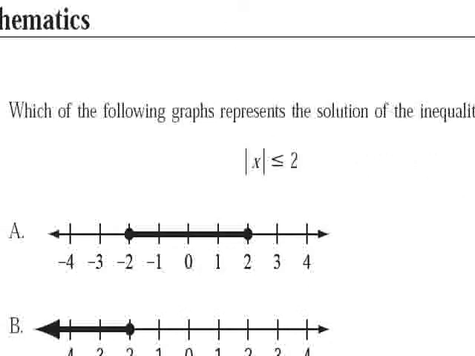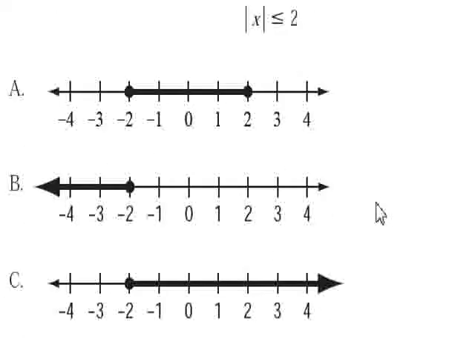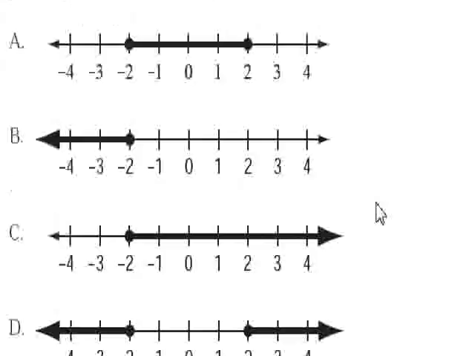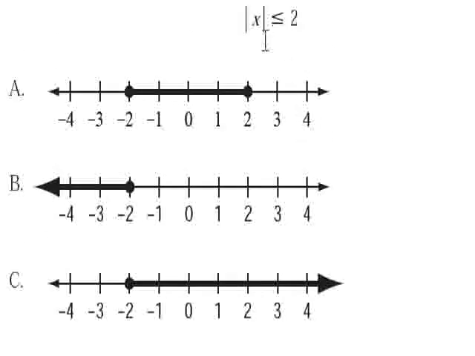I'll read the last part of this. So problem 4 says, which of the following graphs represents the solution of the inequality below? I know that below is cut off, but I'm reading it for you. So this is the absolute value of x is less than or equal to 2. So here are all our graphs, and out of all these graphs, we have to find which graph represents the absolute value of x less than or equal to 2.